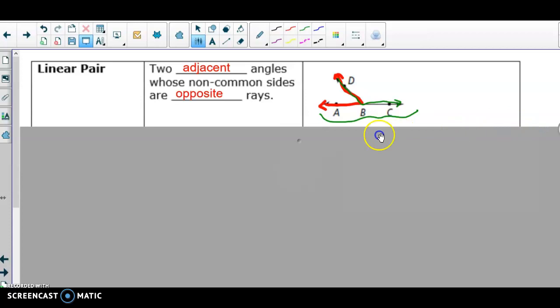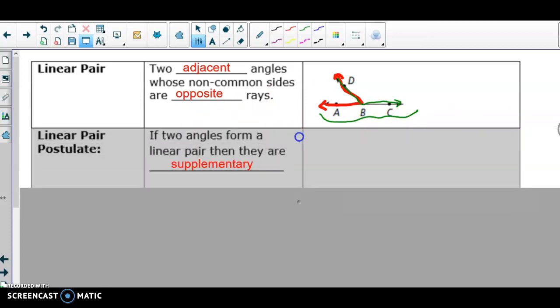So they're called a linear pair. That's where the word linear comes in. The linear pair postulate is if two angles form a linear pair, then they're supplementary. Well, if together they're going to form a straight angle, that's 180 degrees, that means they're going to be supplementary to each other. So measure of angle ABD plus the measure of angle DBC will equal 180 degrees.